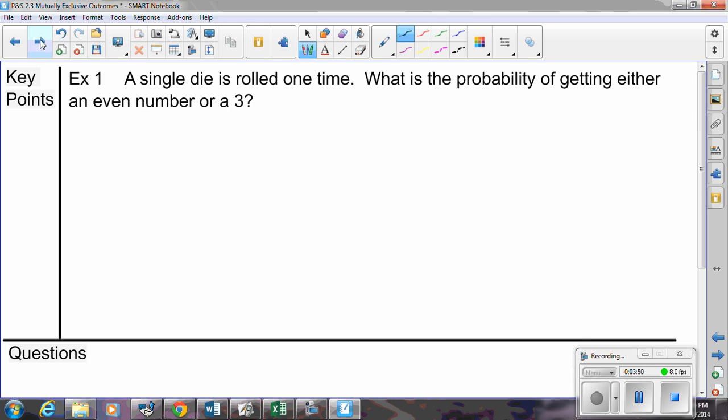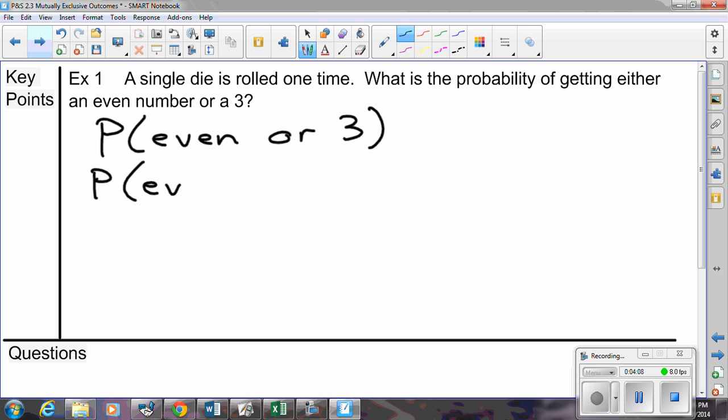All right, so let's look at this one. A single die is rolled 1 time. What is the probability of getting either an even number or a 3? Alternatively, we could write this as even union 3. They mean the same thing.